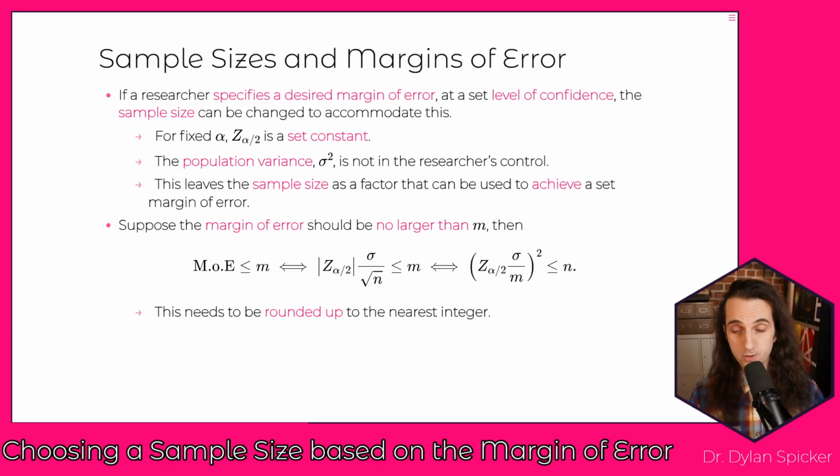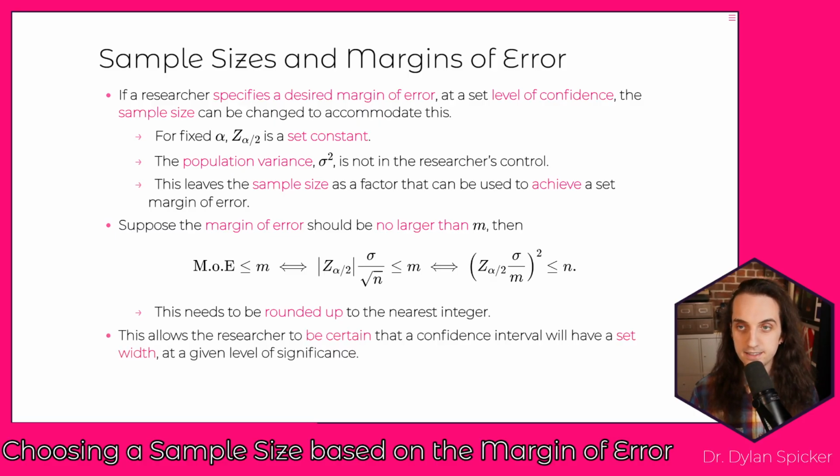So a few important points. First, we need to round up this number. Sample size can only ever be an integer, and so this actually needs to be rounded up. And the utility of this comes from the researcher being able to specify the margin of error that they want. What this allows them to do is to be certain at some set level of confidence that the overall confidence interval is going to have a specified width. And so if they say, I want to be 95% confident that my confidence interval is only going to be of width 2, then they can choose what sample size they're going to need to do this.